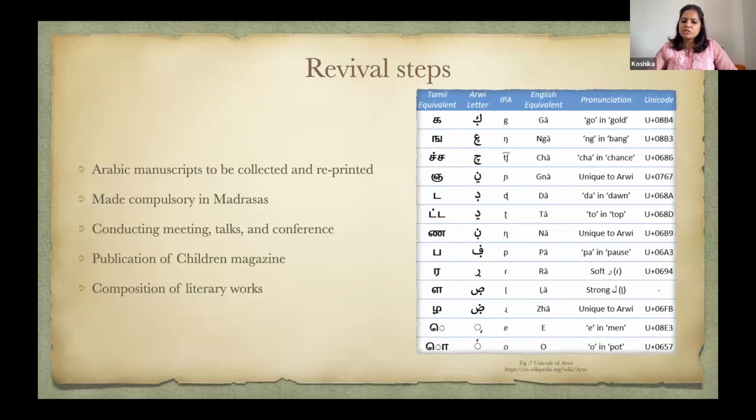Then publication of children's magazines and composition of literary works can be done. So this is the Unicode that we have now for the Arabic script, Arabic letters. Yes, this is the Unicode.